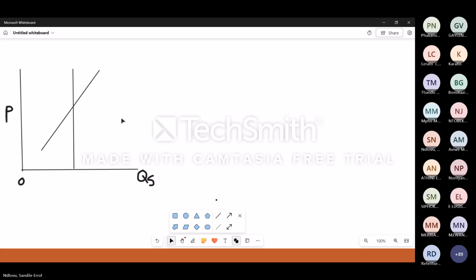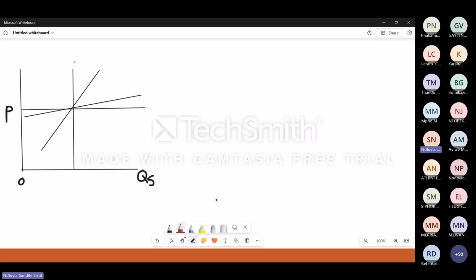So this is perfectly inelastic. Okay. Sorry, the vertical curve is perfectly inelastic and the steep curve is inelastic. And then you have a perfectly elastic supply curve, which is a horizontal line. And then you have an elastic line, which is a flat line.